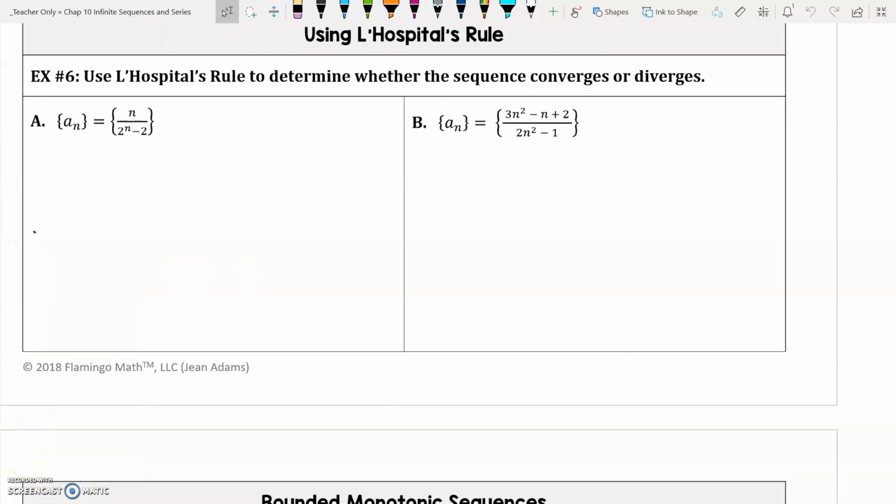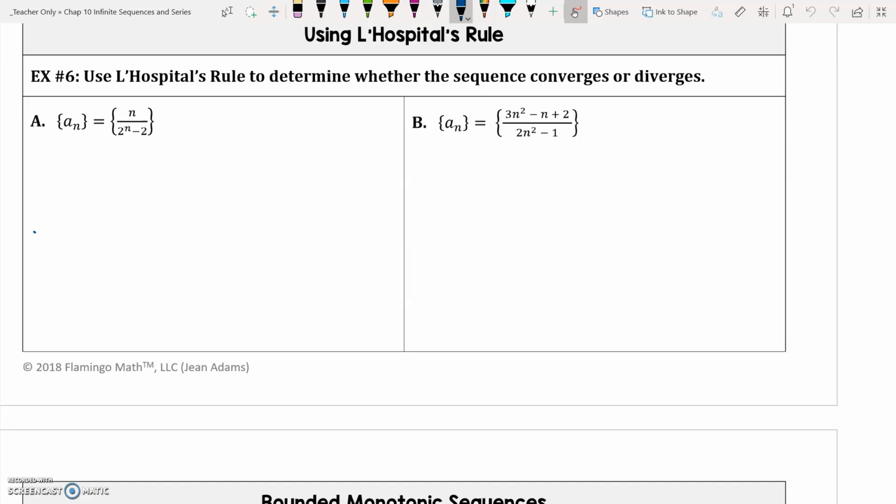This is part 2 of section 10.1, sequences. In this part, we're going to look at more ways to determine if sequences converge and diverge, and we're going to talk about a very specific type of convergent sequence, which is a bounded monotonic one. So let's start by looking at ones when we do the limit.